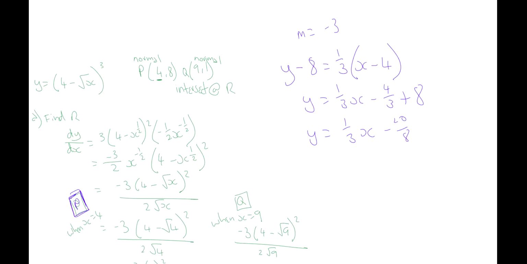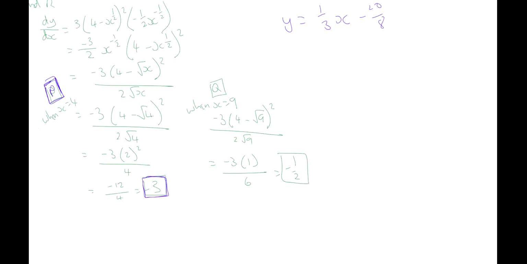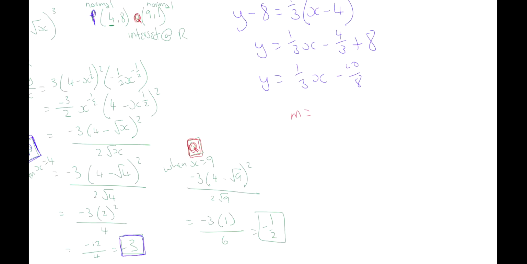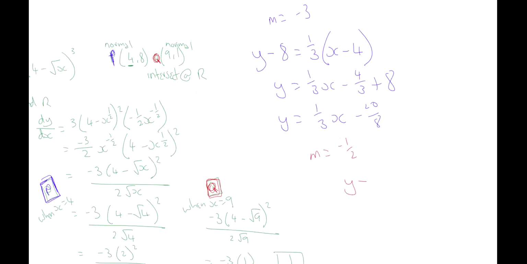And then let's do Q. Right, this was P. All right, let's do another color. Let's swap to red and we'll do Q. All right, so we said that the tangent gradient was -1/2. So that means y minus y1, the point that we were given is 9,1 over here.